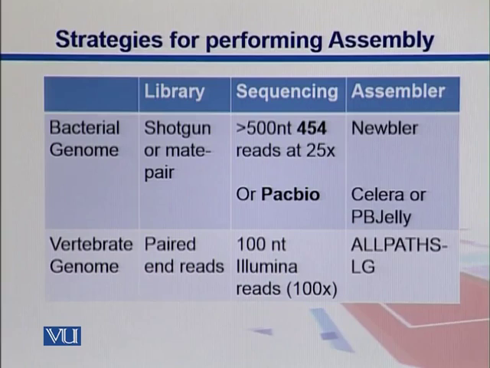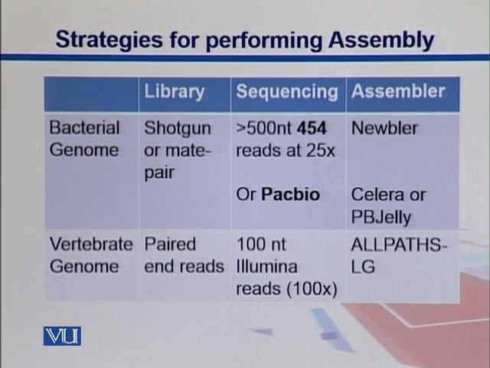and then you can use 454. Your reads are over 500 nucleotides, and the coverage is 25x. So in this case, you might want to use an assembler, we call it Newbler. In the same way, you can come up with the PacBio reads, and for that you can use Celera or PBcR. For a vertebrate genome, you can have paired end reads, which are 100 nucleotides from Illumina.